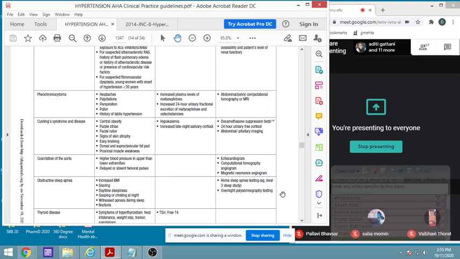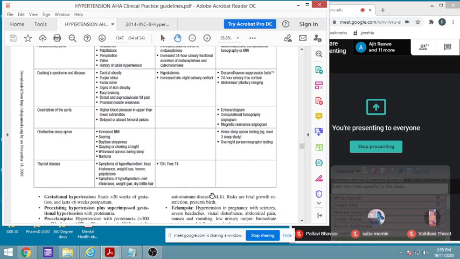Then obstructive sleep apnea can cause an increase in body mass index. It causes snoring and daytime sleepiness because enough sleep is not there. Then thyroid diseases, such as hyperthyroidism: as we have seen earlier, it causes sensitization of the sympathetic system. So with more thyroid hormone there is more sympathetic tone or activity, and that causes problems.